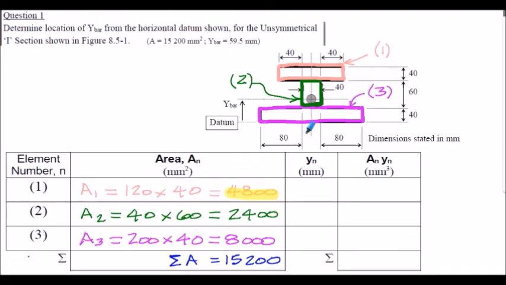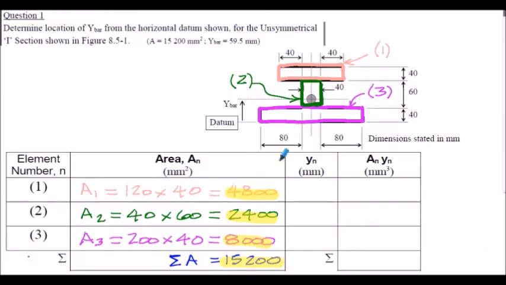Element number 2 has a width of 40 millimeters and a depth of 60 millimeters, so the area of element number 2 is 2,400 millimeters squared. And element number 3 has a length of 200 millimeters, looking at the geometry, 80 plus the 40, and a thickness of 40 millimeters. So that evaluates to 8,000 millimeters squared. We can then summate the 3 elements together to find the total area of the section is 15,200 millimeters squared.